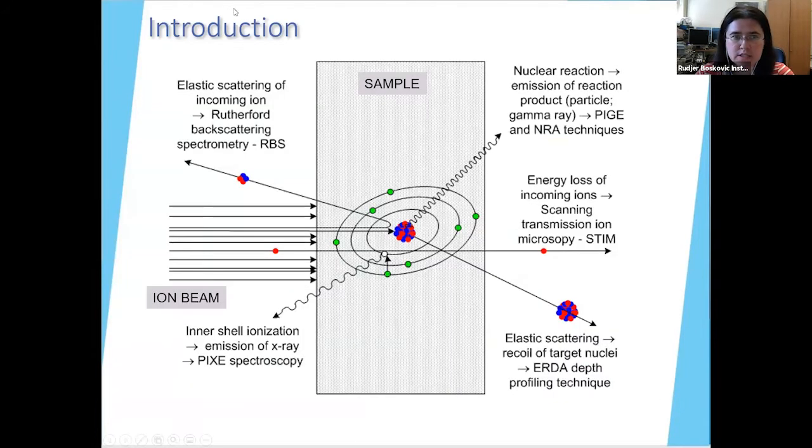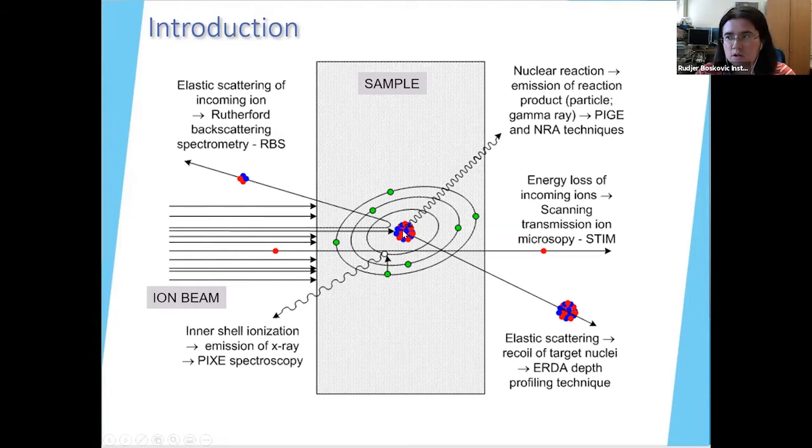So this is, let's say, the basic graph that describes what ion beam analysis is. From this side, this is the sample, and you have ions hitting your sample. Depending on the type of reaction that you have, this will be the basis for different ion beam techniques. In case your incoming ions are elastically scattered in a backward direction, this is the basis for Rutherford backscattering spectrometry.